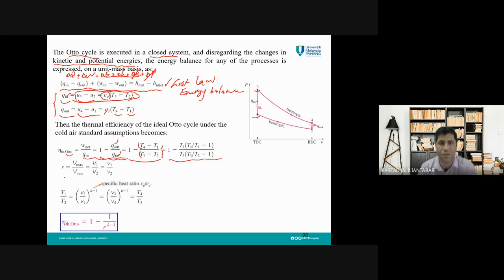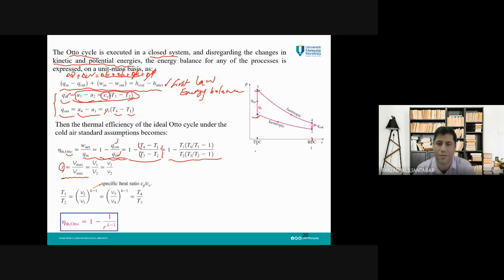But before that, we need to recall the compression ratio. If you remember, for compression ratio R, we had this equation, V max divided by V min. But here you can see in our cycle, V max is here, bottom dead center, and V min is this state.